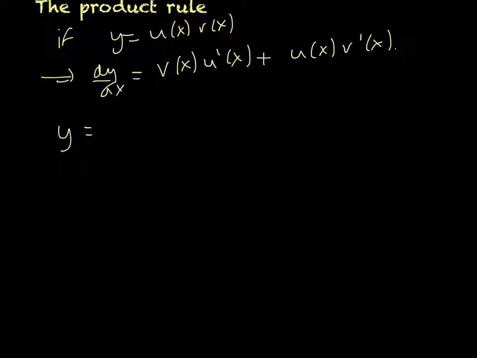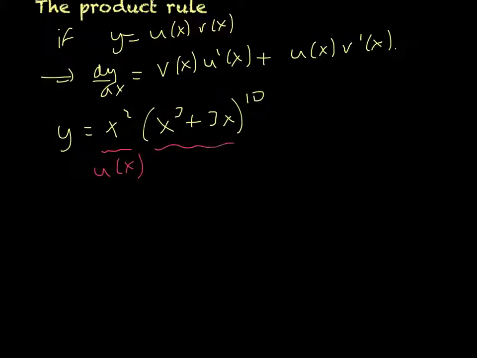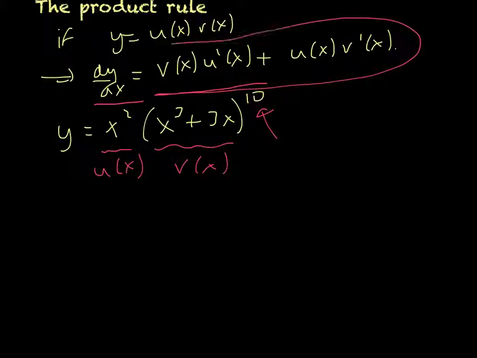So y equals x squared, all times x cubed plus 3x to the power of 10, let's say. So we're starting with a tough one. What we're going to do is assign one of them to be u and one of them to be v, because this is a product rule situation. I have a product of two functions, two functions timesing each other. Notice that this is all to the power of 10, so I'm going to have to use my chain rule.